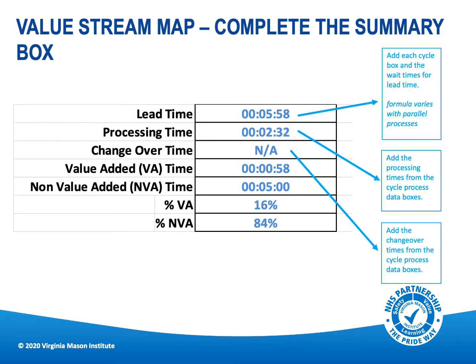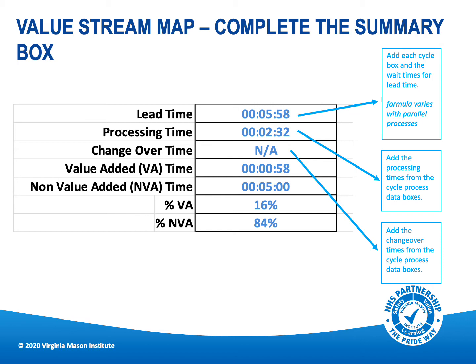Here we have the summary boxes for the value stream map. Your lead time will be the total of the cycle boxes and the wait times in between. The processing time will be the total of all the hands-on time from the PT boxes under each cycle box. Add together any changeover time from the cycle boxes and include the total here. If there is no changeover time, then this is fine.